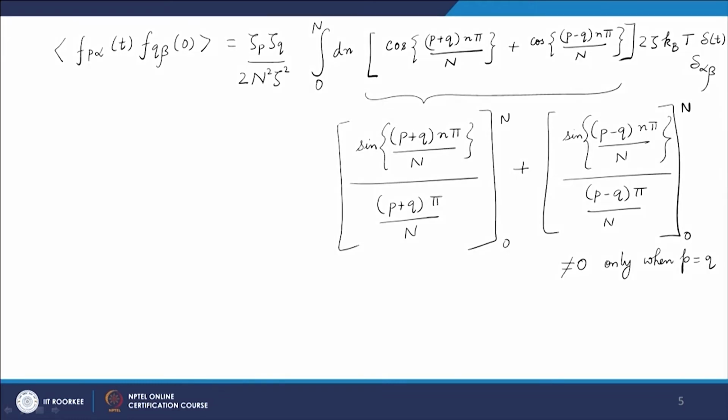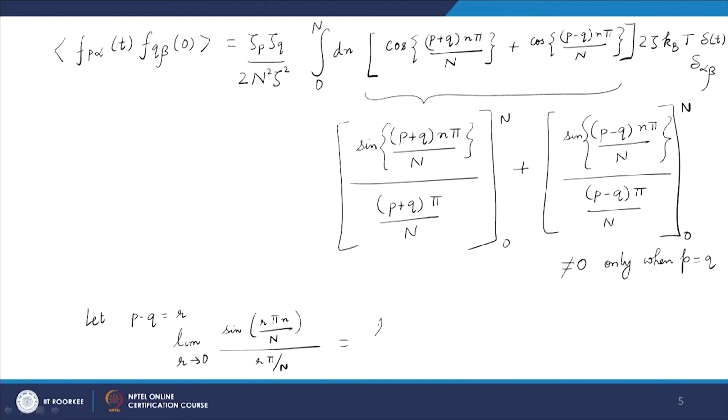And if I look at that, then I can write this as something like, if I let p minus q is equal to some r, then we have the limit r going to 0 of sine of r pi n by capital N divided by r pi by n. So, it is 0 by 0 form. So, we need the L'Hopital's rule.